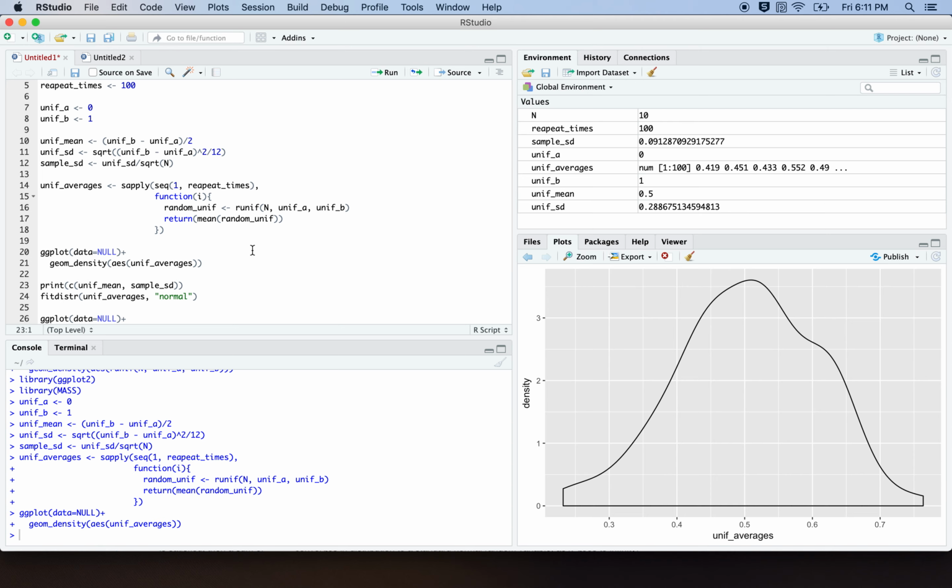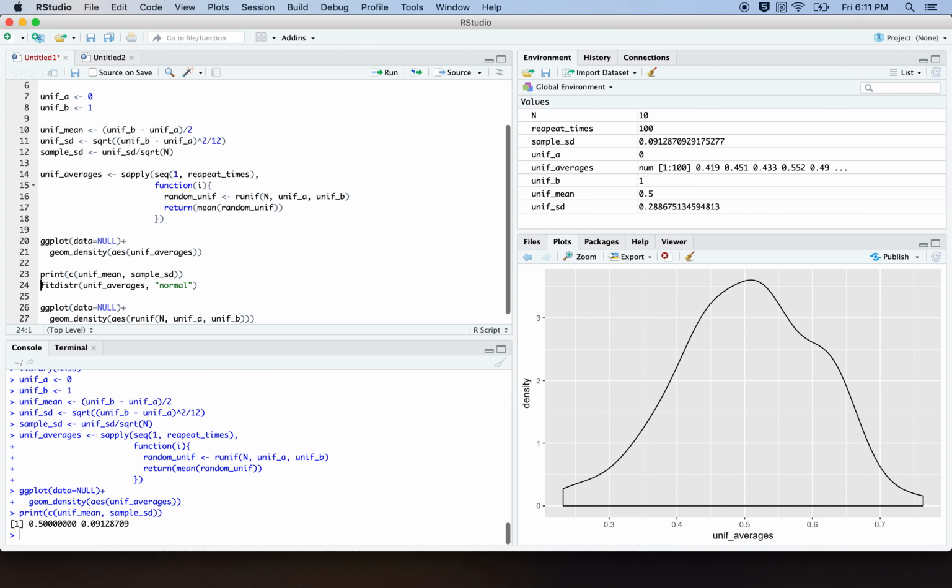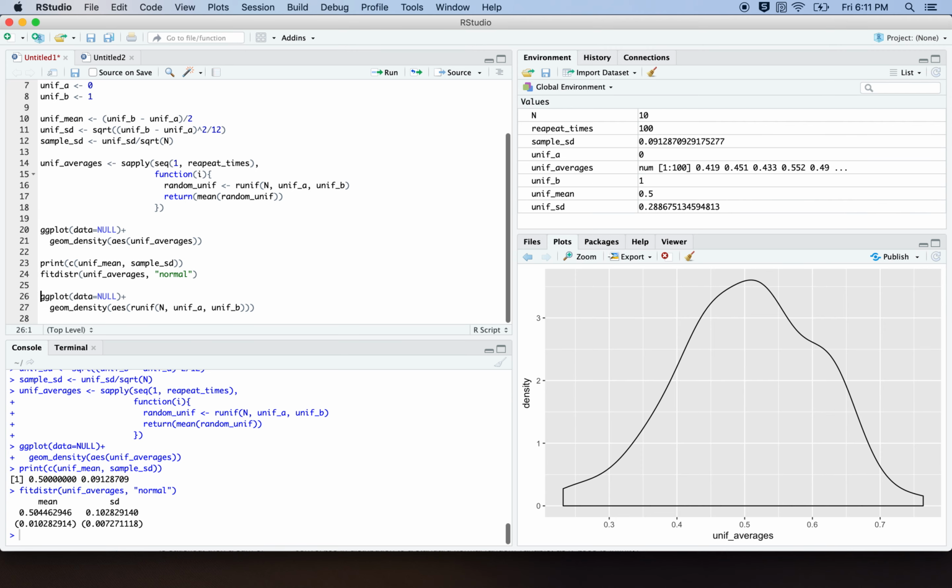But does the theorem hold? So these are the expected mean and standard deviation that I expect to see. So the mean would be 0.5 and the standard deviation 0.09. So if I just use a fit distribution on these averages and ask, what is the mean and standard deviation if this was normal, it says 0.5 and 0.1. So these are pretty close to what I expect to see.